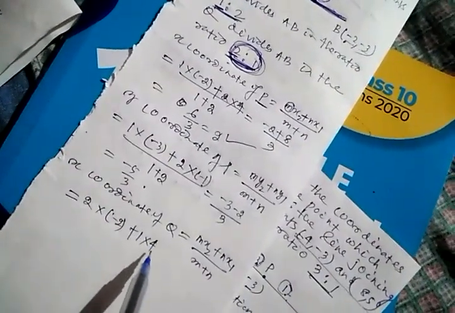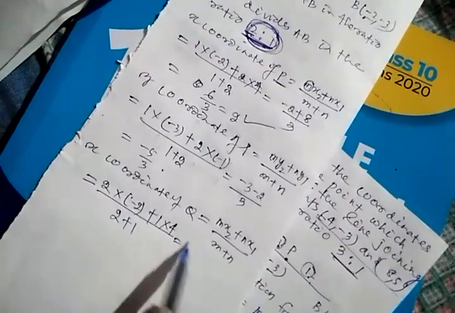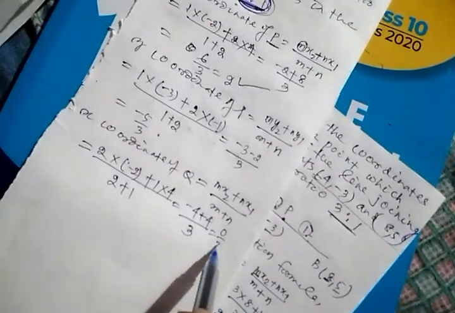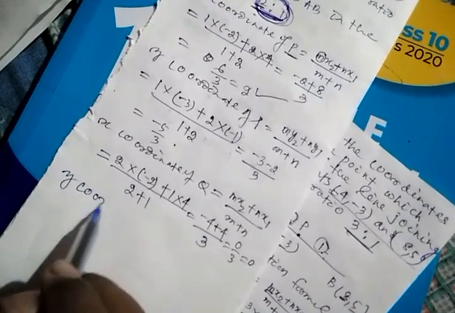4, divided by 2 plus 1, that is -4 plus 4 divided by 3, that is 0 by 3 equal to 0. So you write y coordinate of Q.